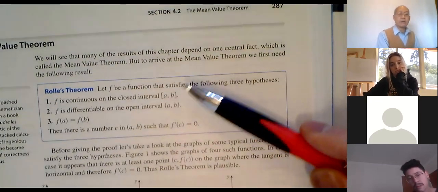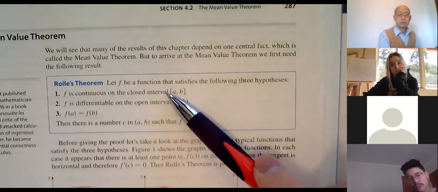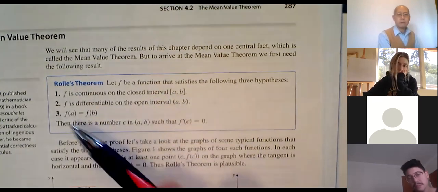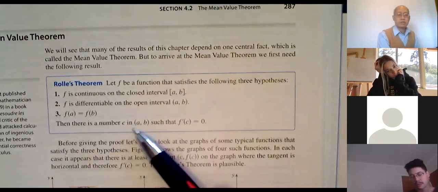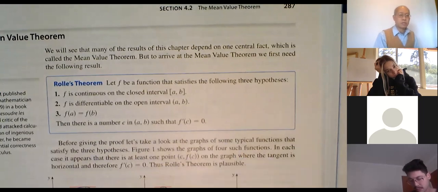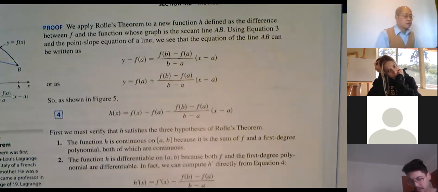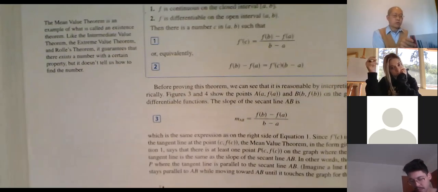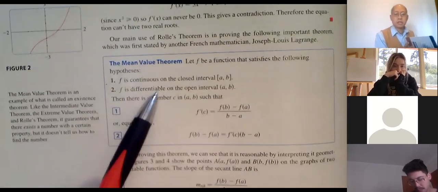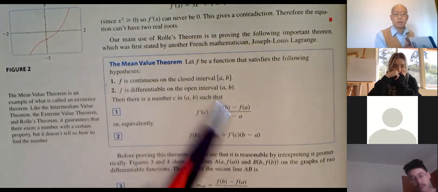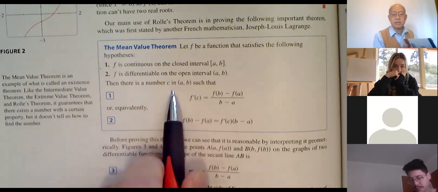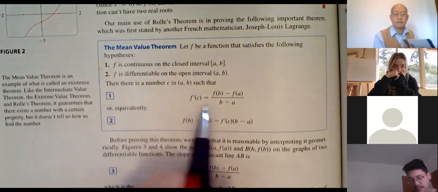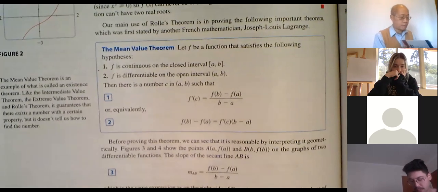Rolle's theorem, page 287, has 3 hypotheses: continuous on a closed interval, differentiable on an open interval, and the same height at the 2 endpoints, f of a equals f of b. Then there is a number c between a and b such that f prime of c is 0. For the mean value theorem, we don't have the third restriction. Just continuous on a closed interval and differentiable on an open interval. Then there's a number c between a and b such that f prime of c is f of b minus f of a divided by b minus a.